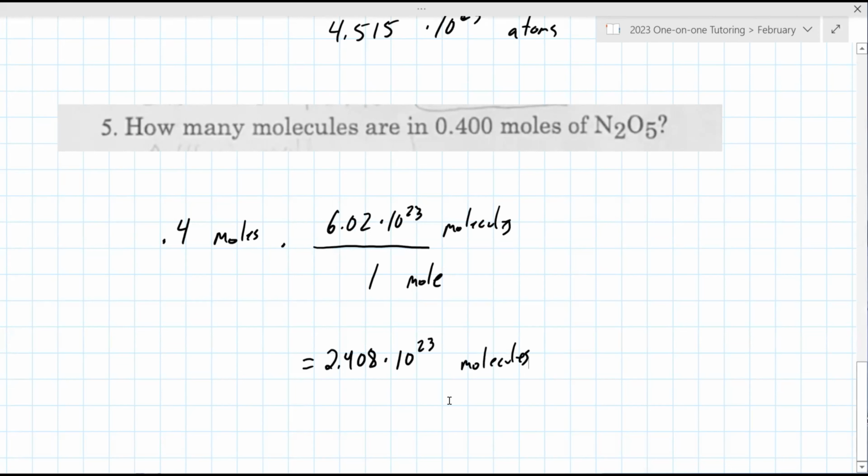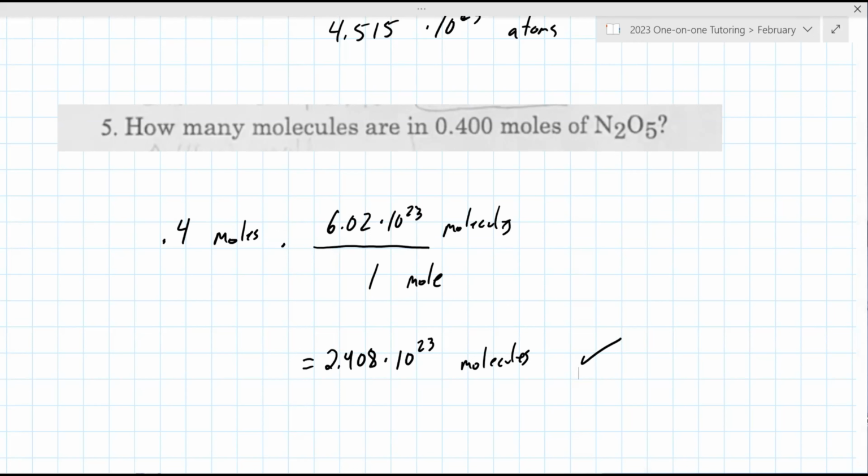2.408. Good. Times 10 to the 23rd. And that's molecules. Okay, perfect. All right, so on to some new stuff now.